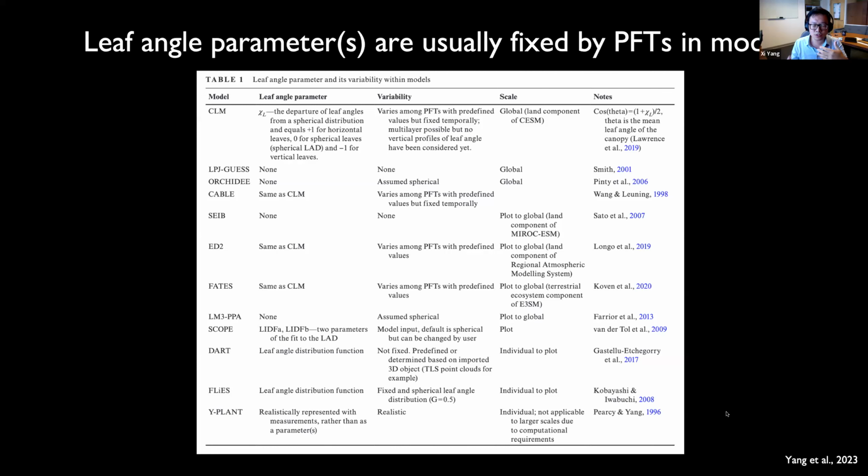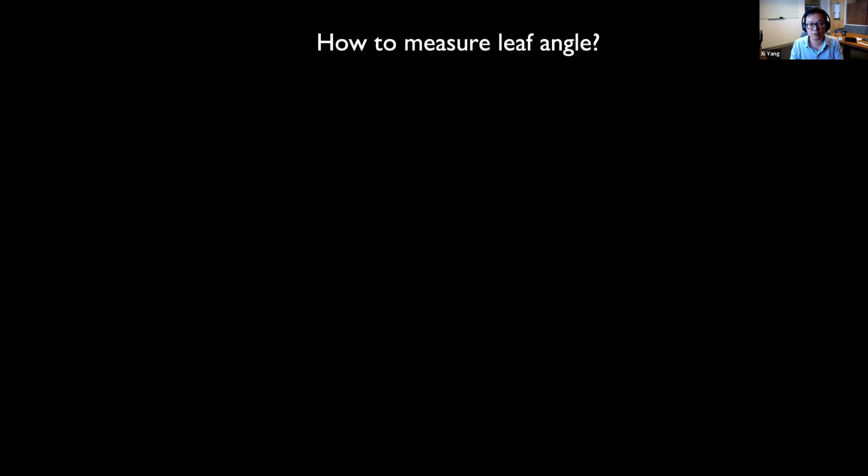And so there are some differences between what we see in the fields in experiments versus what's in the model, right? There are many reasons for this difference, but one of the reasons is the difficulty of measuring leaf angle in the field.